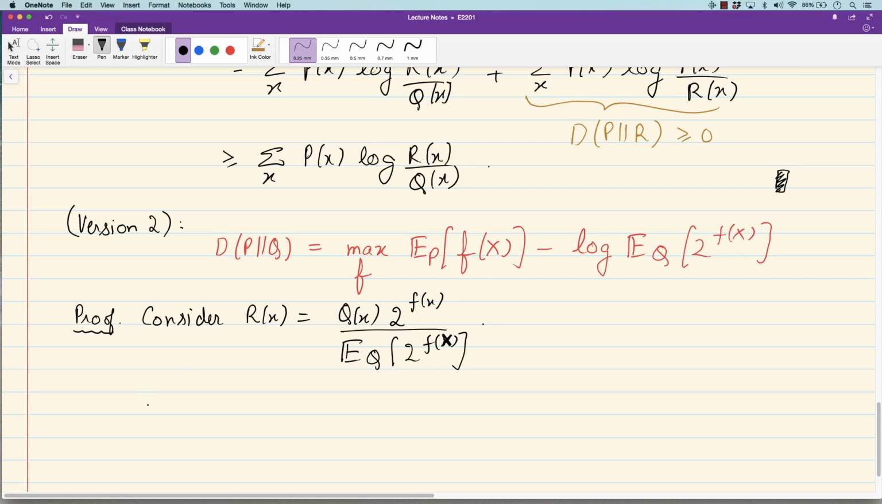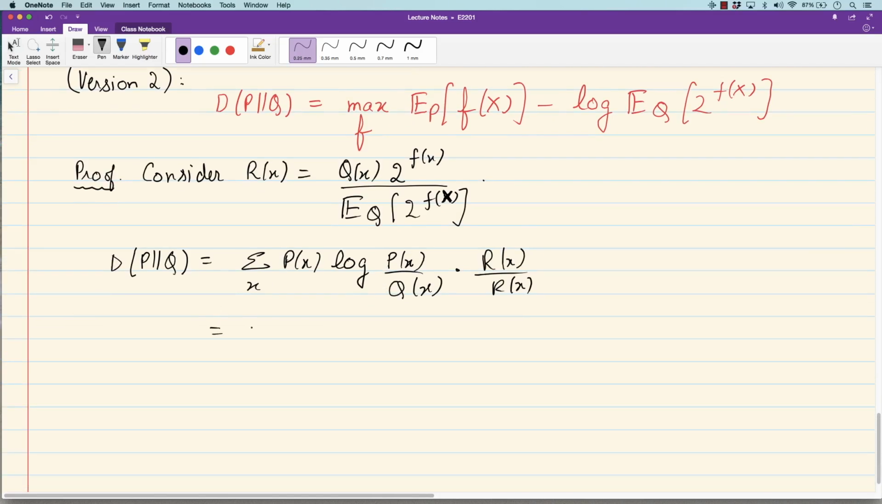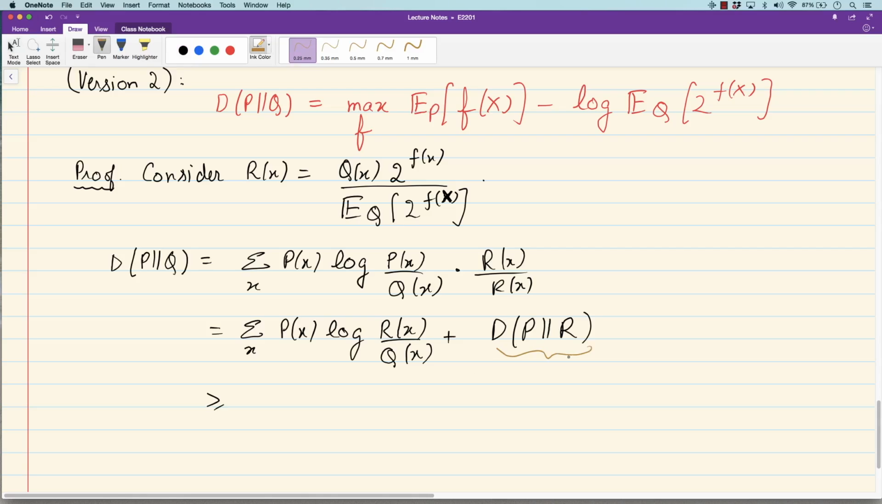So let's try this one. dpq once again equals summation over x px log px by qx, but as before I divide and multiply with Rx, this particular Rx, and then this looks like summation over x px log Rx by qx plus dpr, which is greater than or equal to 0. So this is greater than or equal to 0 with equality if r equals p, that's when you'll have equality.